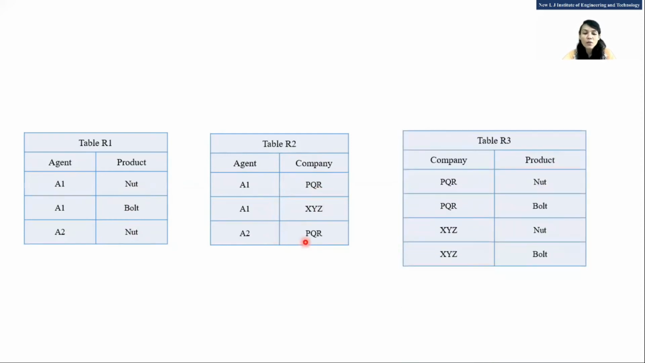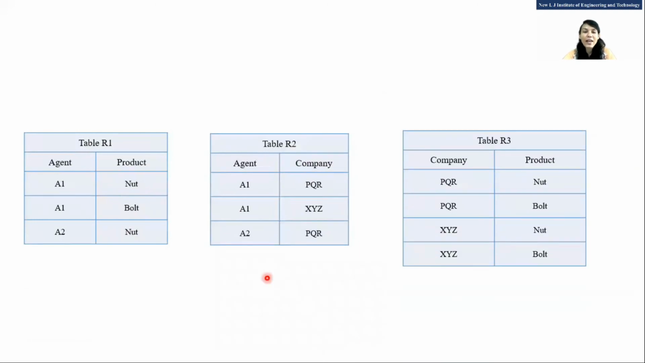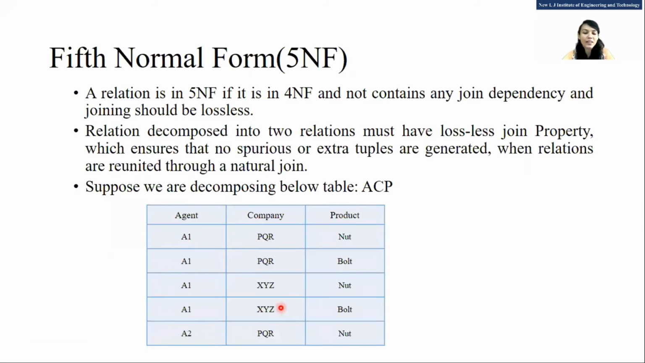Now to join these two, I need to map company and product also. So this company PQR has bolt product also. XYZ company has nut also, and XYZ company has bolt. This is how I am decomposing my original table into three different tables. And if I join these three tables using a normal join query, at that time it is a must that I should get the same result as this.